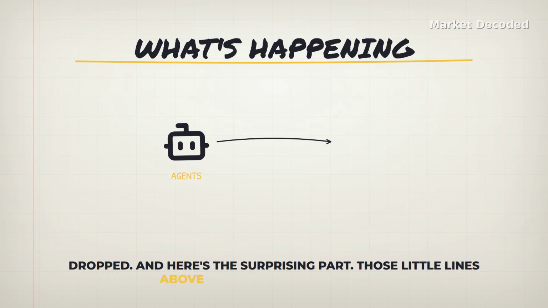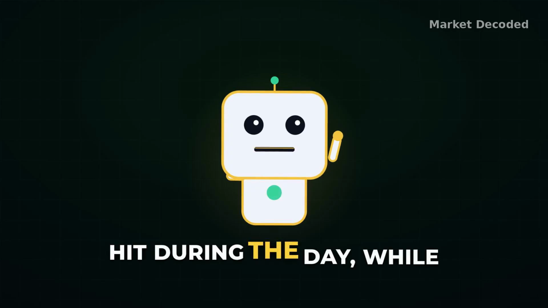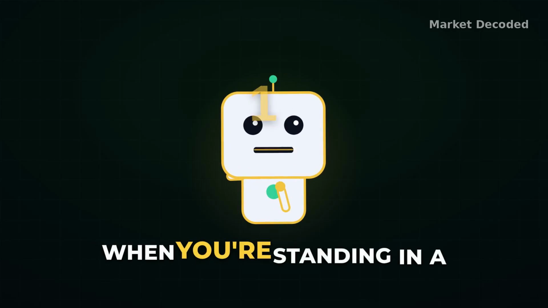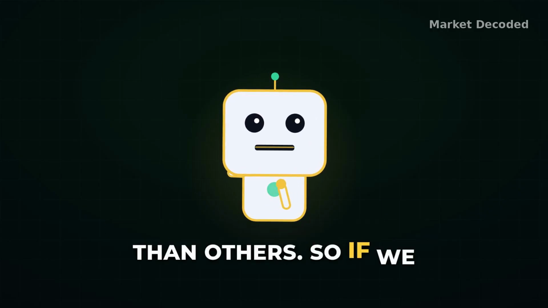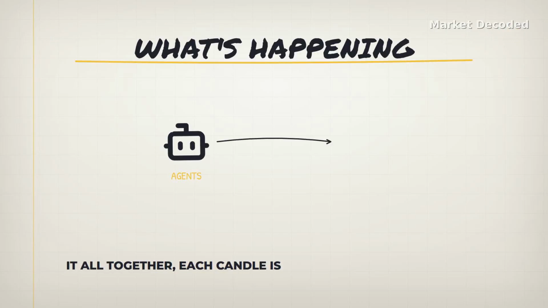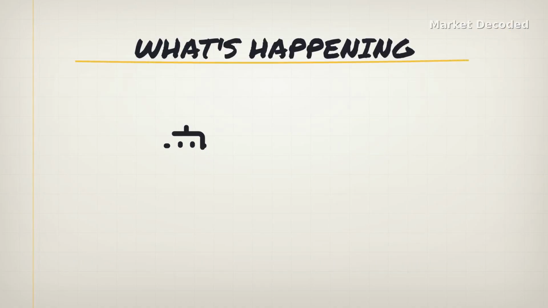Those little lines above and below the candle, they're like the shadows cast by our market friend. The top line shows the highest price hit during the day, while the bottom one shows the lowest price. It's just like when you're standing in a shadow. Some parts are darker than others. So, if we put it all together, each candle is telling its own story about how prices moved over that particular day. And just like reading a book, you can piece these stories together to see the bigger picture of what's happening in the market.